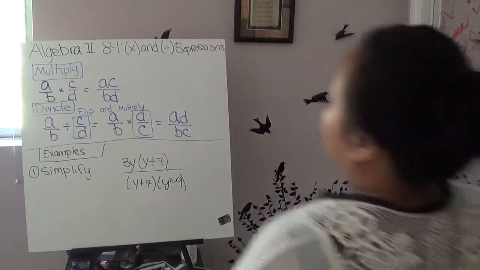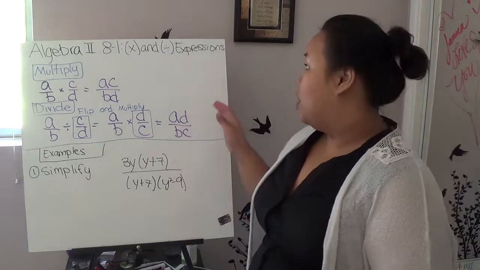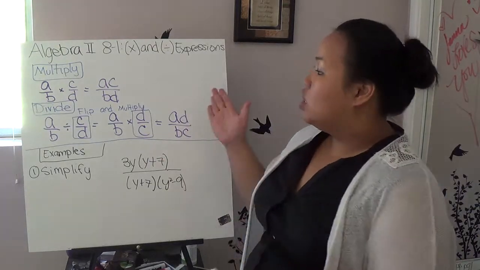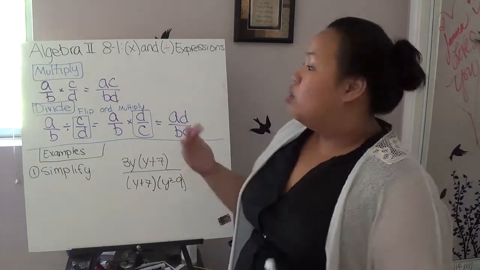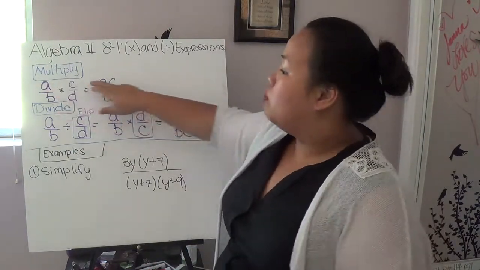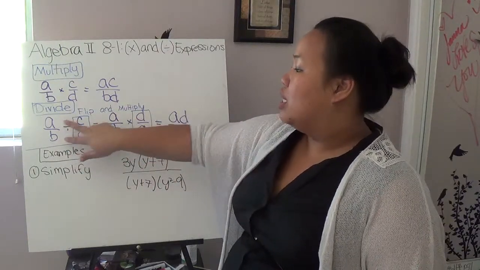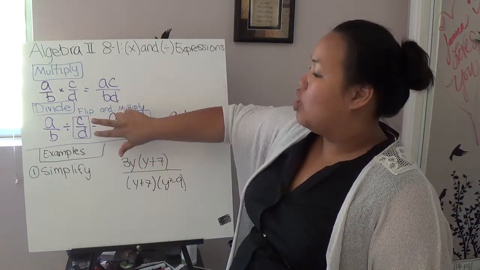In Algebra 2, Section 8.1, we're dealing with adding and subtracting rational expressions. It's the same rules that apply to multiplying and dividing fractions. Multiplying is pretty simple. All you have to do is just multiply across. When you divide, you take the second fraction that you're dividing and you flip it.